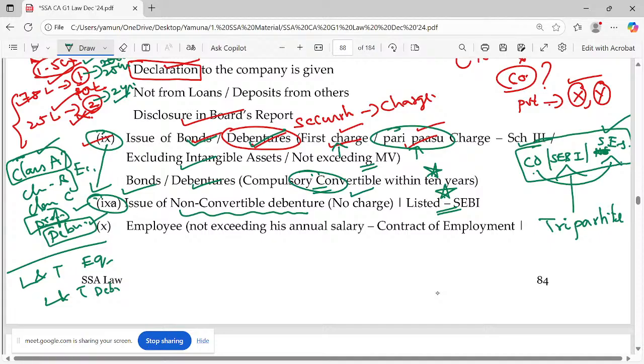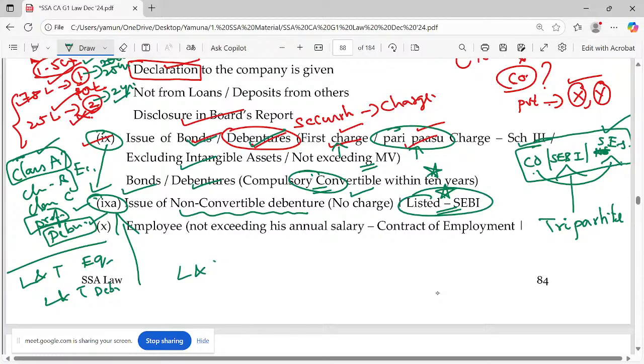Now come to this 9th point. What does it say? Issue of non-convertible debentures and no charges created, which means no security for the debentures. Non-convertible, no charges created. Do we have to treat this as deposit? No, but it has to be listed as per the SEBI norms.